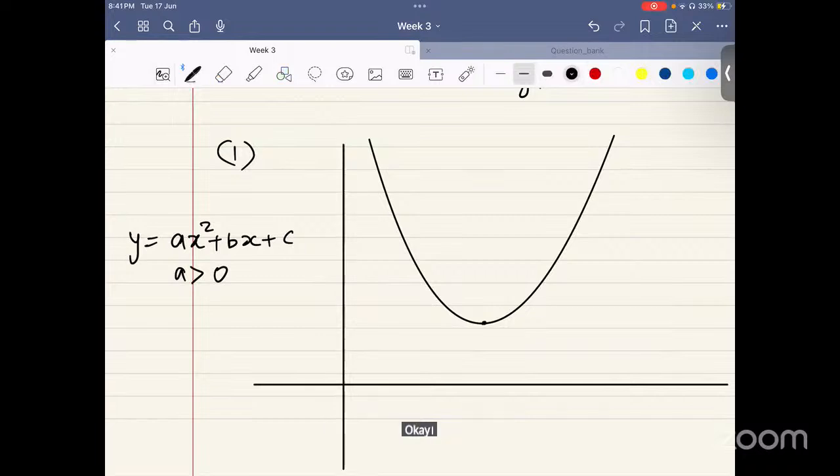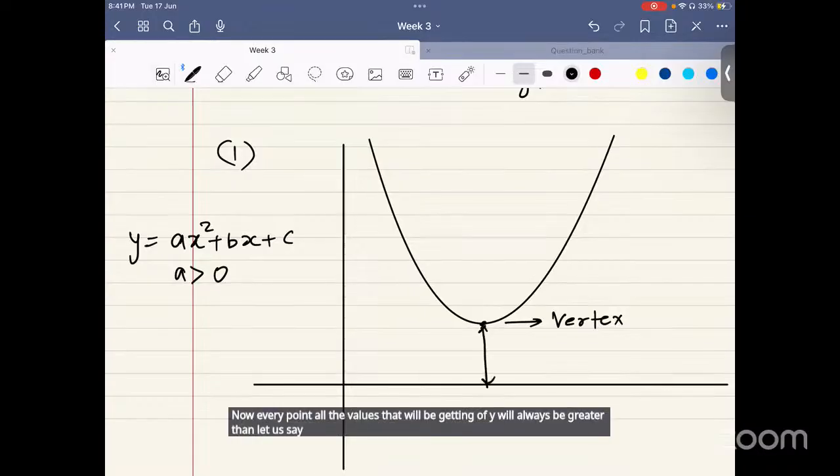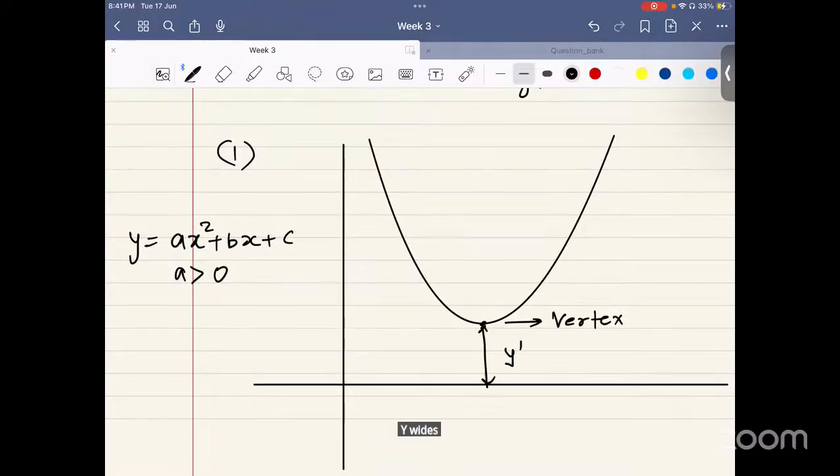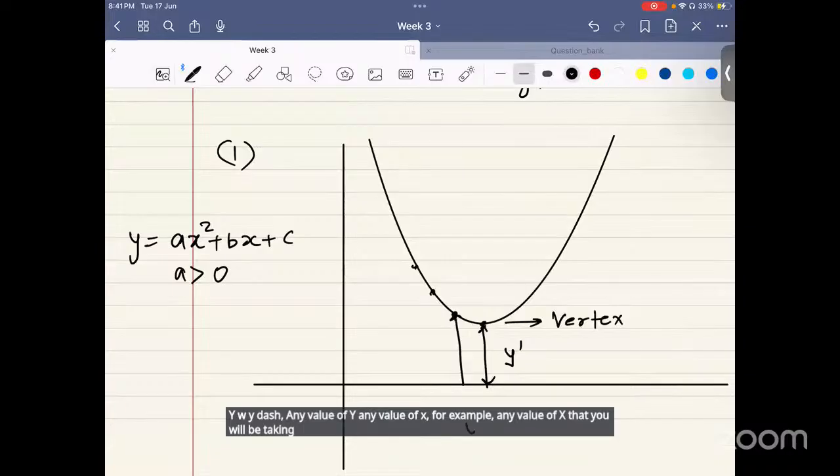Okay. So you can see that this is the point. This was your vertex, right? Now, above this point, all the values that you'll be getting of y will always be greater than, for example, this value y dash. Any value of x that you take, you'll always get y greater than y dash. Correct? Is this clear to everyone?